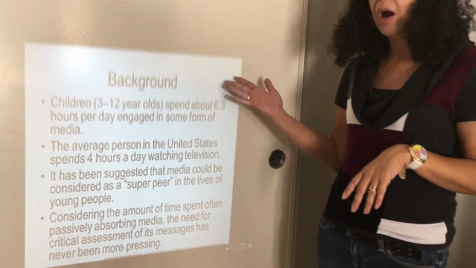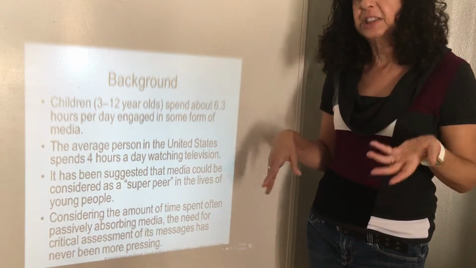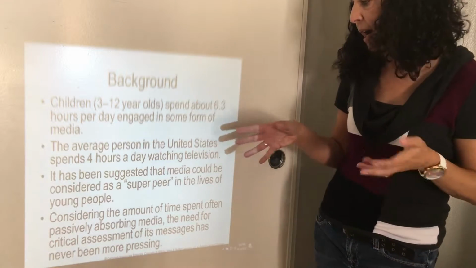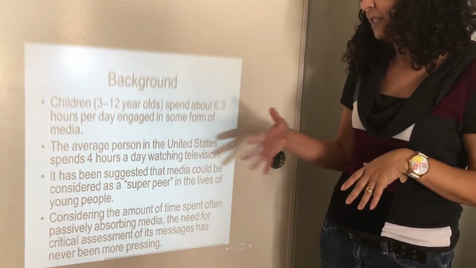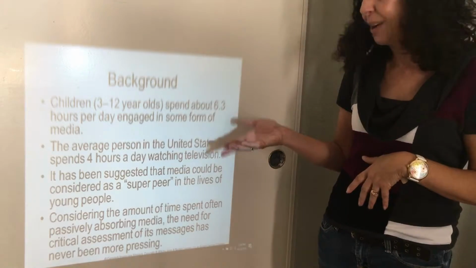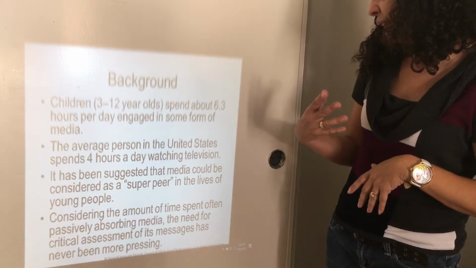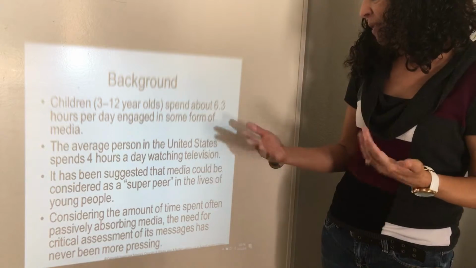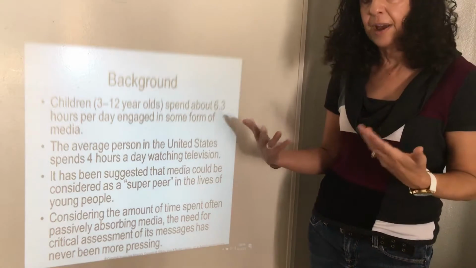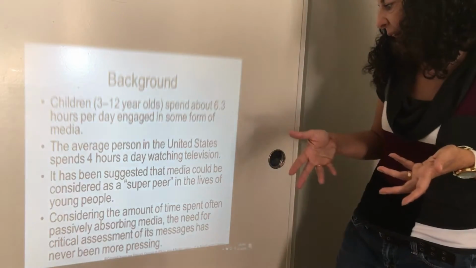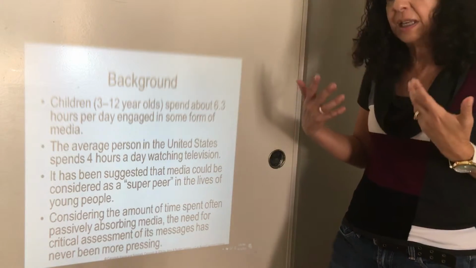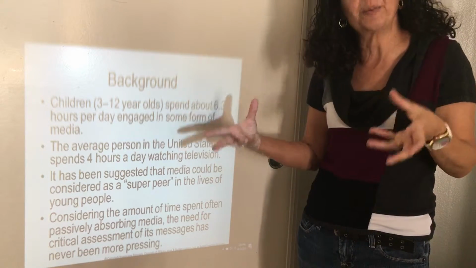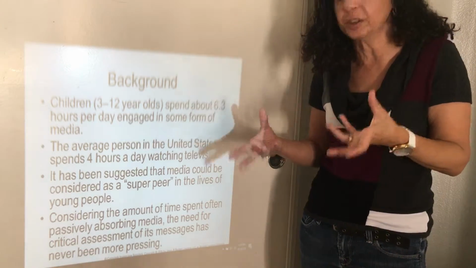So we know by way of background that children between the ages of 3 and 12 spend about 6.3 hours a day engaged in some form of media. And the average person spends 4 hours a day watching television. And it's been suggested that the media and the television have become like a peer to our children today. So there's a lot of time basically that people are spending in front of a screen, and they're passively or actively absorbing information through that mechanism.